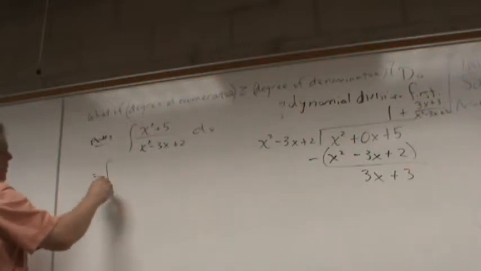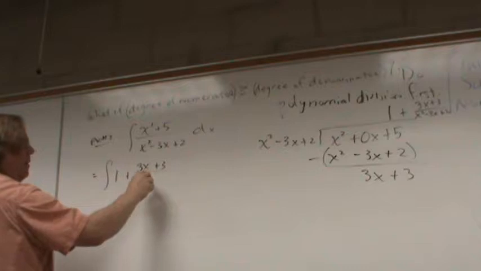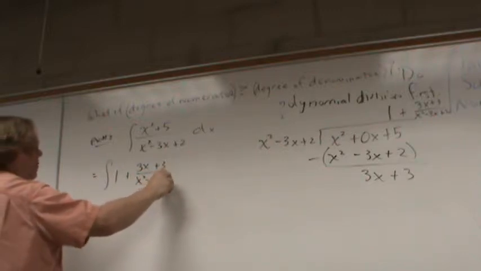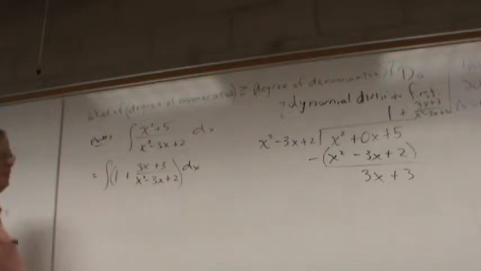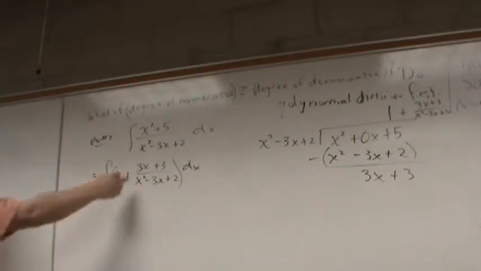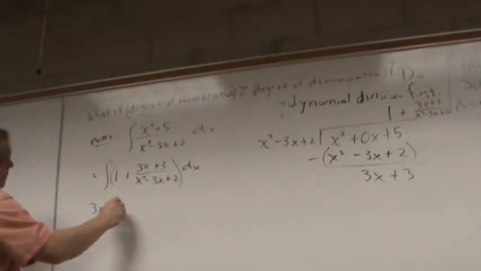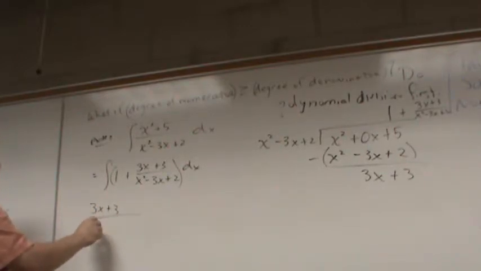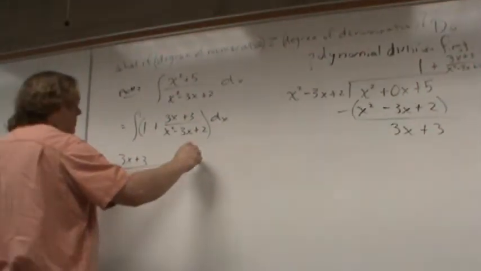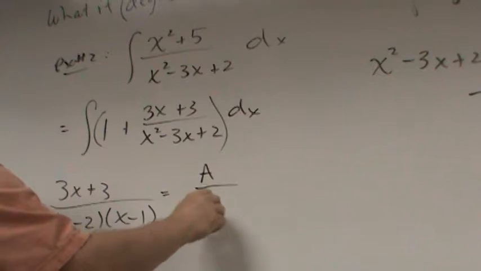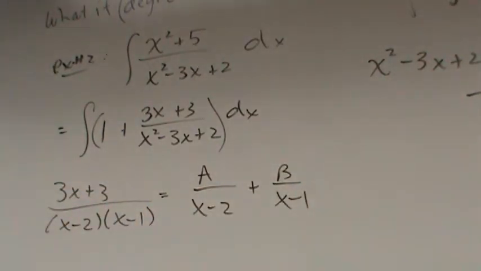So now that I've turned this into 1 plus (3x plus 3) over (x squared minus 3x plus 2), I can do my partial fraction decomposition. Because this is a proper fraction, I can go (3x plus 3) over (x minus 2)(x minus 1) equals a over (x minus 2) plus b over (x minus 1). And now I'll find my a and b.